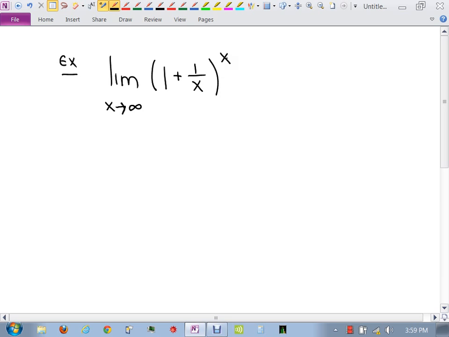I'm going to put a red star next to this one. This is a classic example. Classic meaning every Calc 1 student should see this problem, I think. And you'll see at the end why it's so important.